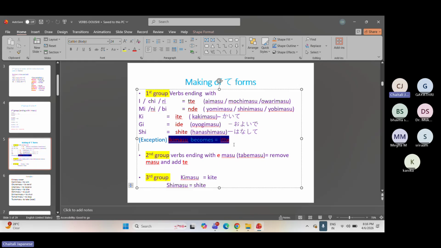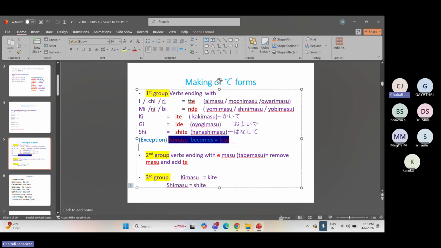If you are finding it this difficult, then you are having four new formats, that is root form, nai form, ta form, and nakatta form. This is pretty straightforward. Earlier we were also using the masu format and it was easy, so that's why.